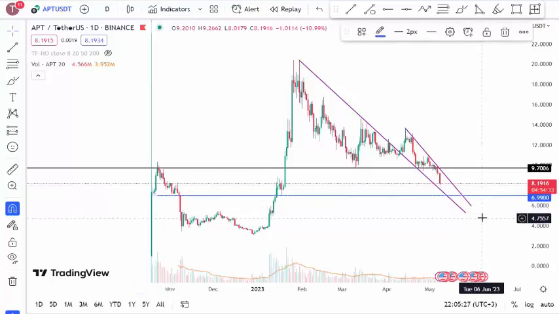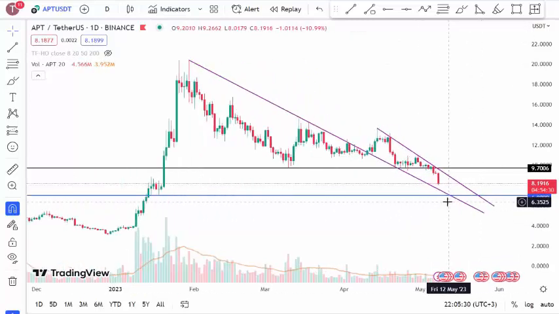In this video, we share our technical analysis of APT coin with you.